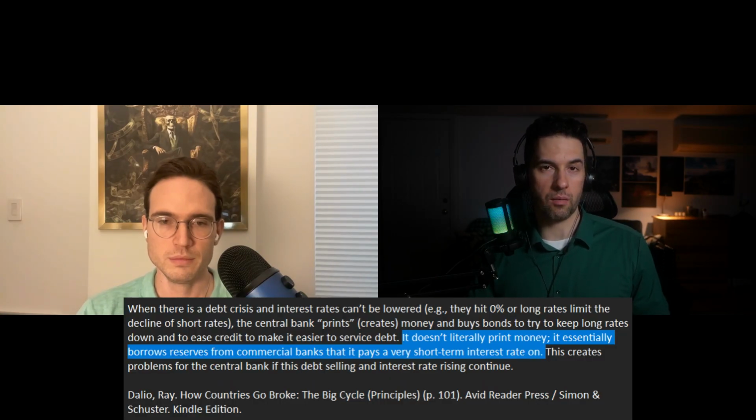In Dalio's book, he phrases it kind of interestingly. He says, they're not really printing money. They're just borrowing money from banks to purchase it.